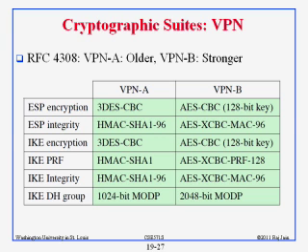Now these are the algorithms which are allowed for encryption: 3DES-CBC and AES-CBC, and there are two different sets, VPN A and VPN B. VPN A is older, VPN B is newer and stronger. So in the old days they used these, and now we prefer these.